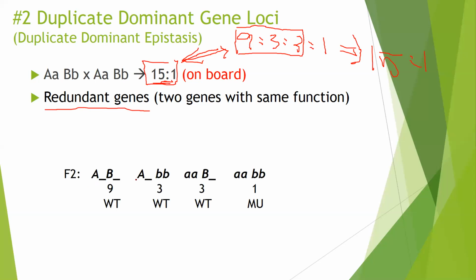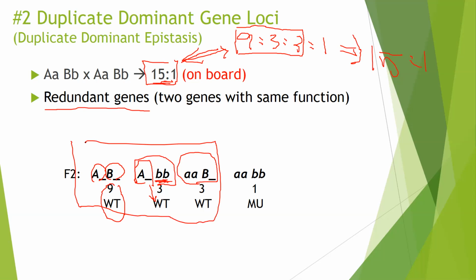So why is that? For example, if we have two genes, one is A and the other is B, and the wild type allele for either of these genes exists, it can produce the wild type phenotype. The same for this one: even if the second gene is mutant, the first gene is wild type, so it can also produce the wild type phenotype. The same thing for this category, because the A gene and the B gene are doing the identical, same function. That's why we can group these three, and this gives us a 15:1 ratio. Only this one is the mutant.